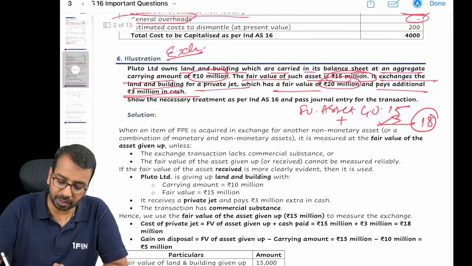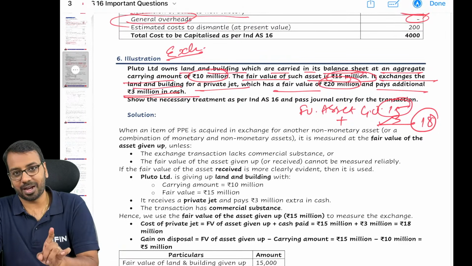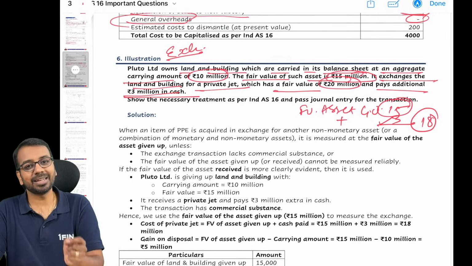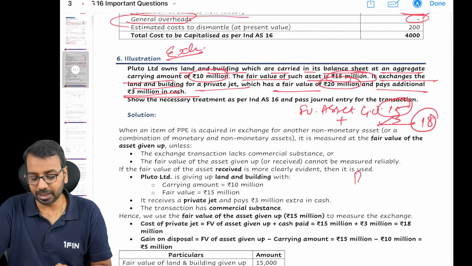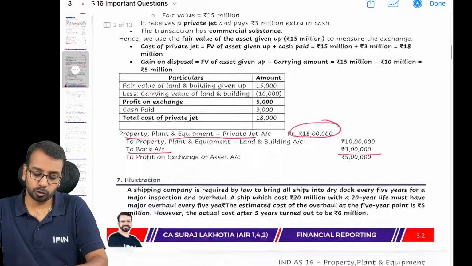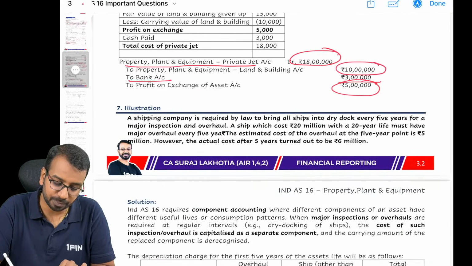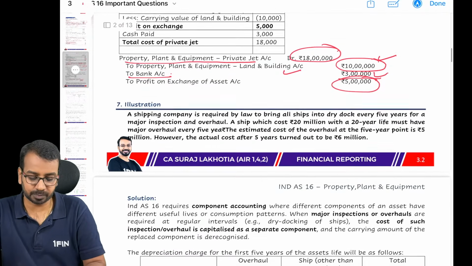Then what else did we give? The land and building we gave at 15 million, but 15 million is the fair value. What is the carrying value? Carrying value is 10 million. So what is the profit element? Profit element is 5 million. So we will book a profit of 5 million and credit the existing PPE for 10 million and the bank account 3 million. Okay.